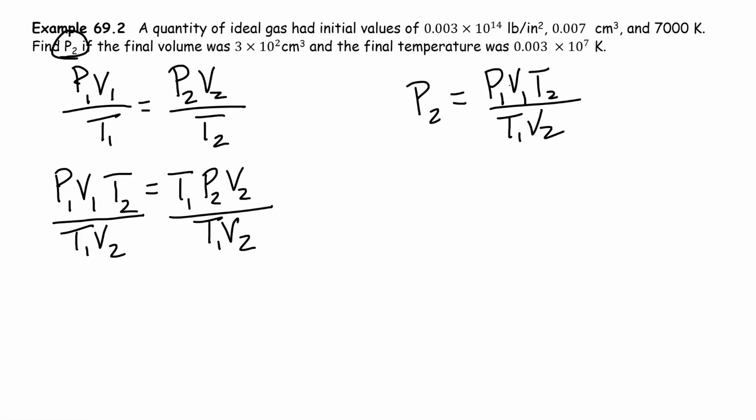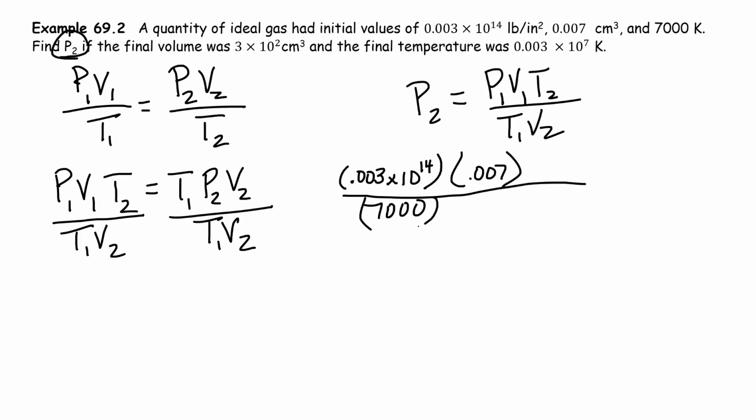So the initial pressure, P1, is 0.003 times 10 to the 14th. The initial volume is 0.007 cubic centimeters. The initial temperature, which goes on the bottom, was 7,000 kelvins. The final temperature was 0.003 times 10 to the 7th, and the final volume, which is V2, was 3 times 10 squared.